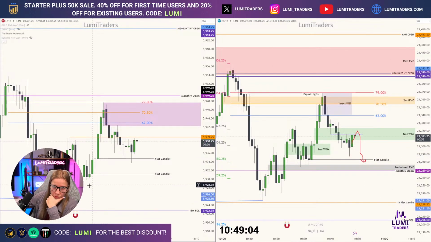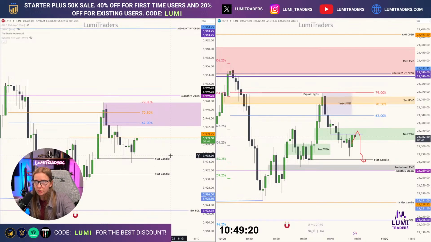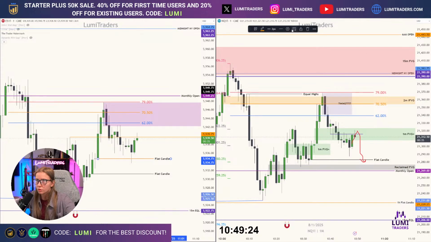We have same, what else do we have right here? As you can see, we got immediate delivery to this flat candle. We have another one right here, and we just took this candle right here. Nice rejection from this flat candle so far. Let's change the color for this since it was taken.